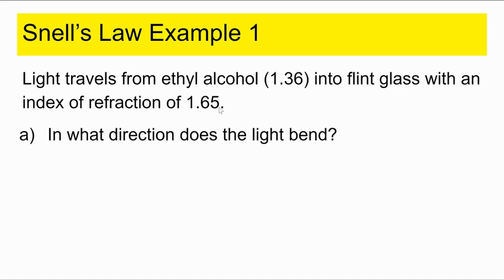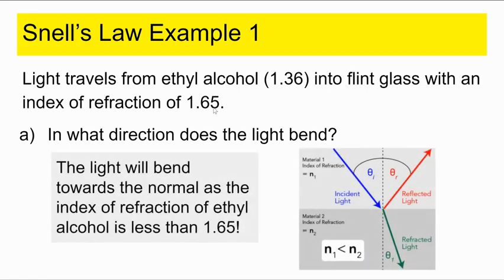Well, we need to look at these 2 numbers. Our n1 value, our index of refraction for our incident ray, is lower than that of our index of refraction for our refracted ray or medium. So that should tell us that the light is going to bend towards the normal, because when n1 is less than n2, as our light crosses into the new medium boundary, it's going to slow down and bend in towards the normal.